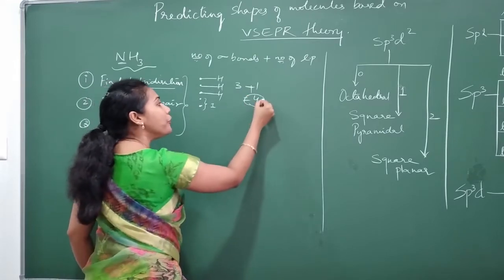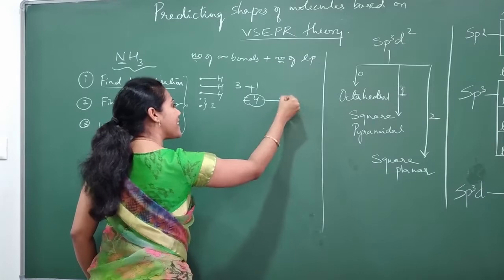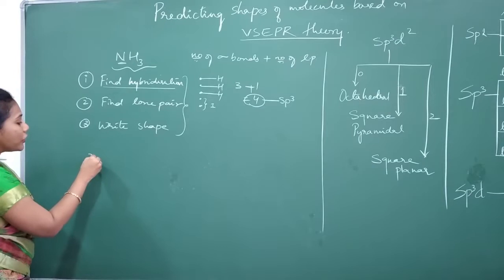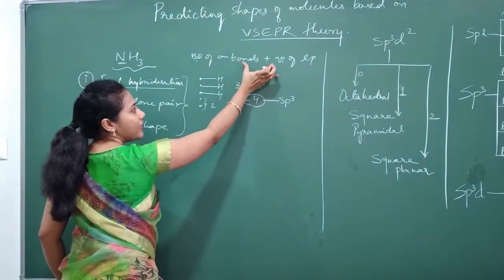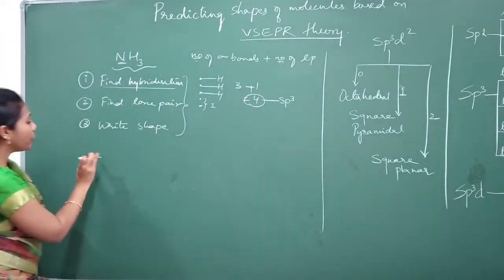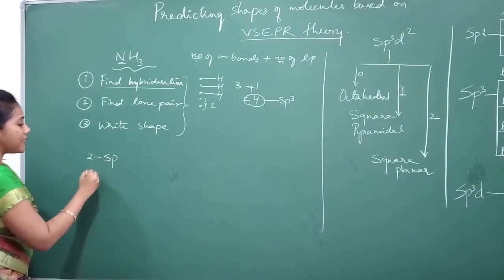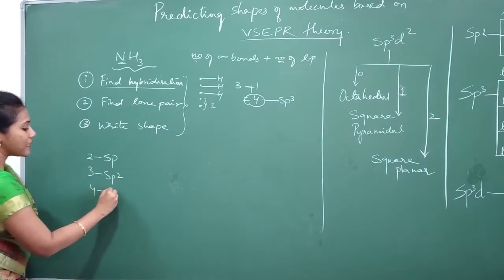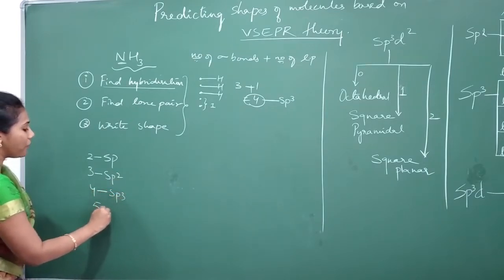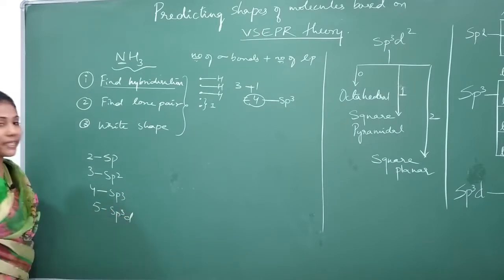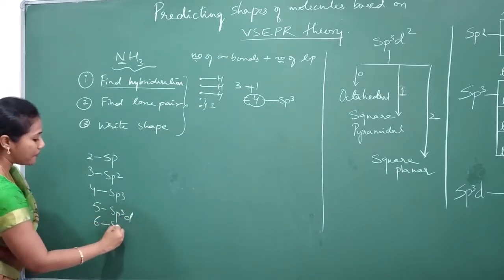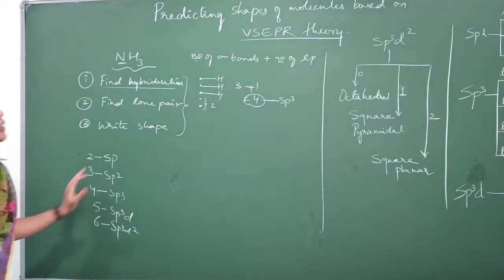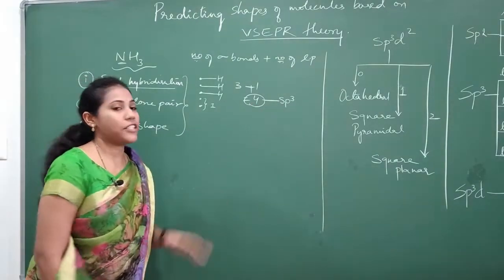So if you get 4, which hybridization is it? sp3 hybridization, isn't it? I told you, if you get a certain digit on doing this calculation: if you get a digit 2, it is sp hybridization. If you get 3, sp2 hybridization. If it is 4, sp3 hybridization. If it is 5, sp3d hybridization. If it is 6, sp3d2 hybridization, isn't it? So this is what you have to remember. Now we have got 4, so hybridization is sp3.